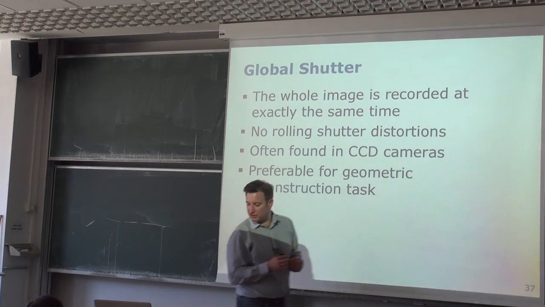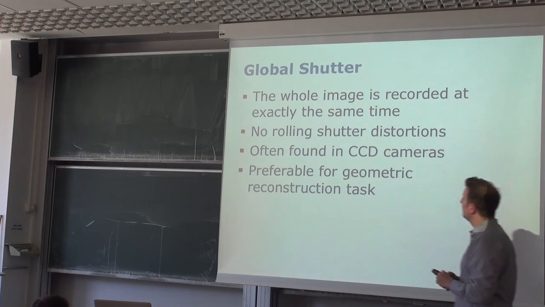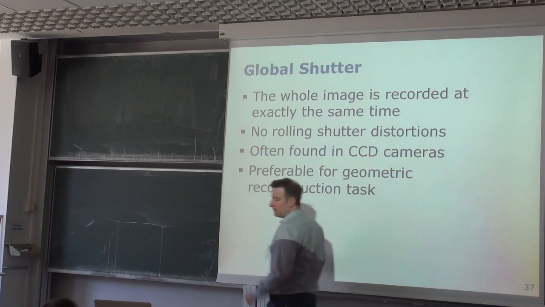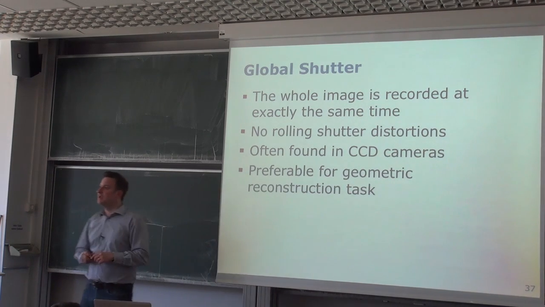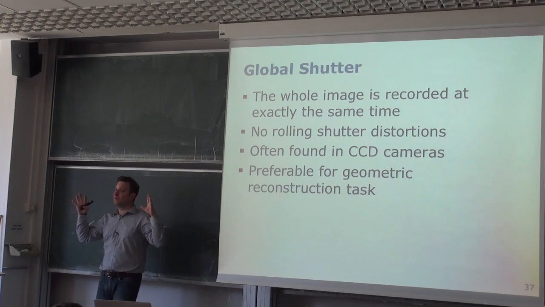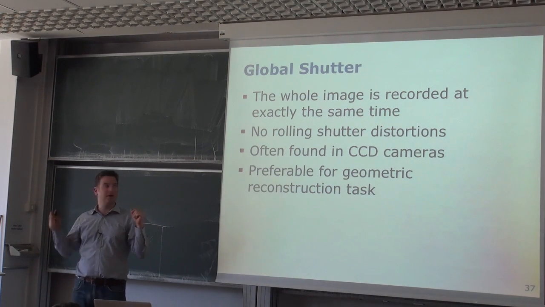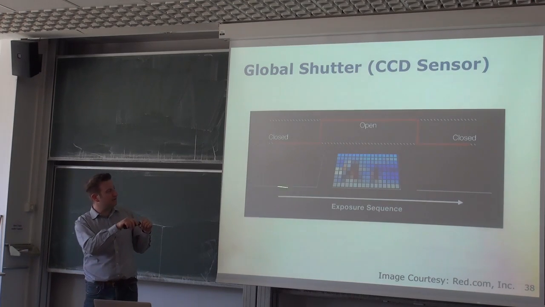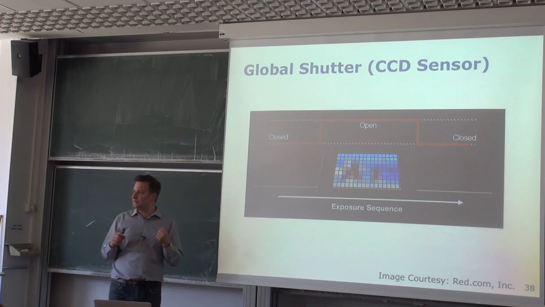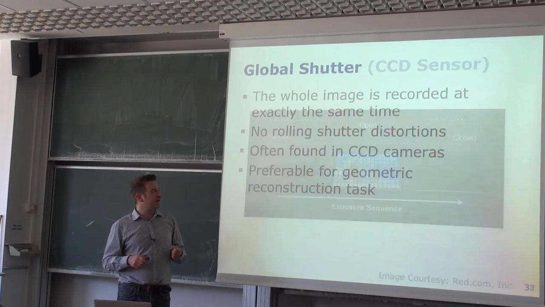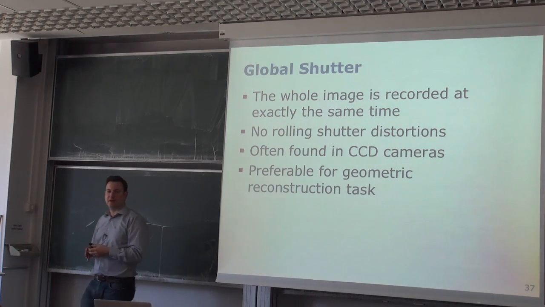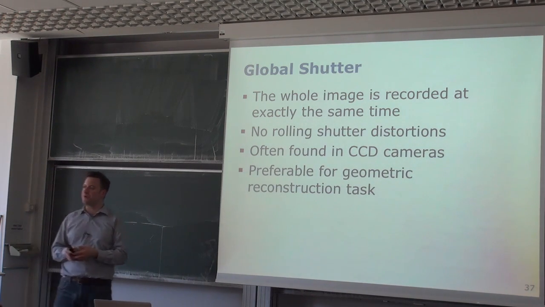Therefore, it's typically better to have something which is called a global shutter. And again, this typically depends on the sensor technology, what you actually have and can use. That means that the whole image, all pixels, are exposed at the same point in time. So if you have the same example over here, it's completely closed, completely open, completely closed. So every pixel is recorded at the same point in time. And as a result of that, these kind of cameras are typically used if one does 3D reconstructions, at least if you want to do accurate 3D reconstructions.